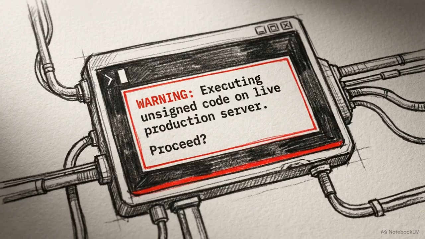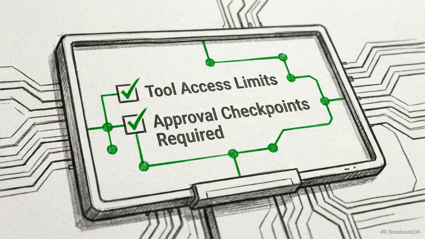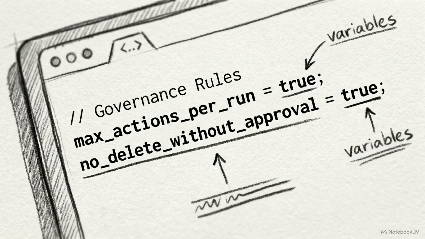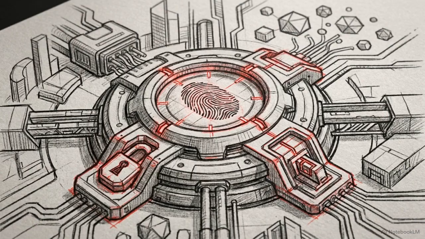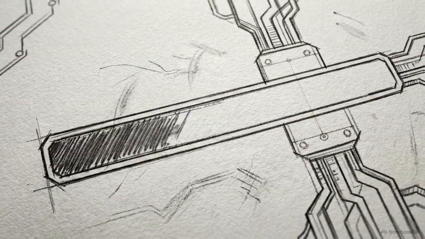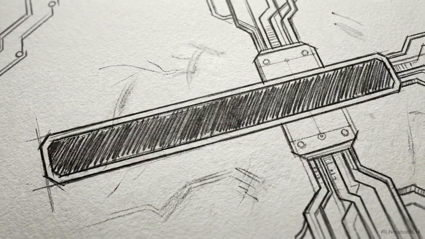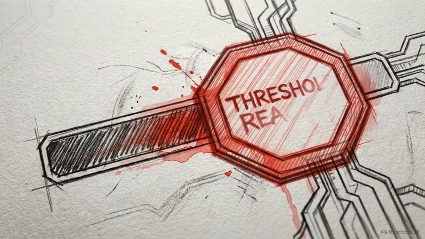However, granting an AI the ability to execute code and modify live systems introduces severe risk. This is where the policy engine becomes critical. We hard-code specific guardrails directly into the system's governance layer. This includes mandating human approval checkpoints for sensitive actions and enforcing a strict mathematical limit on the total number of actions the agent can take per run.